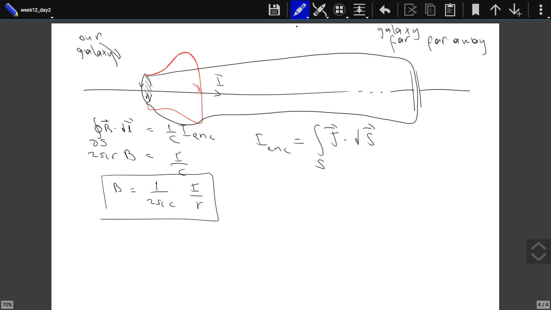But there's something else that is flowing through my surface, and that is the electric field. Just ignore any kind of matter effects. There is an electric field flowing through my surface, which itself is changing. So instead of the enclosed current, which is kind of the flow of charge, I can replace it somehow by the change in the electric field.